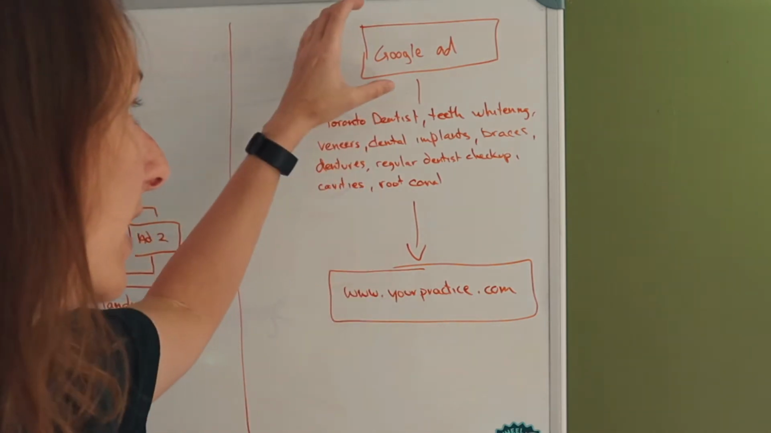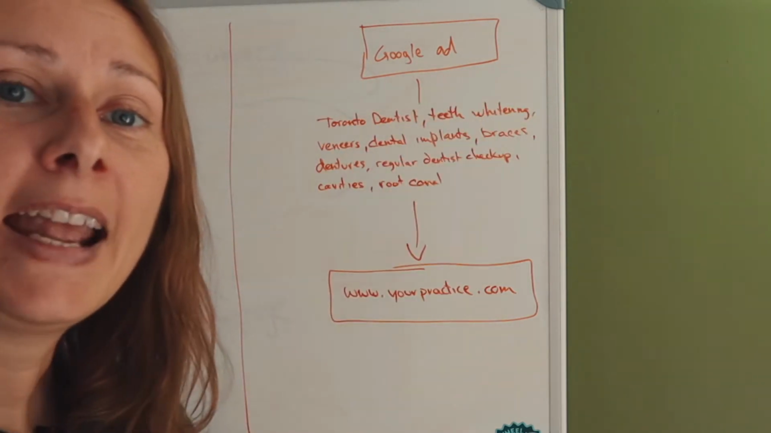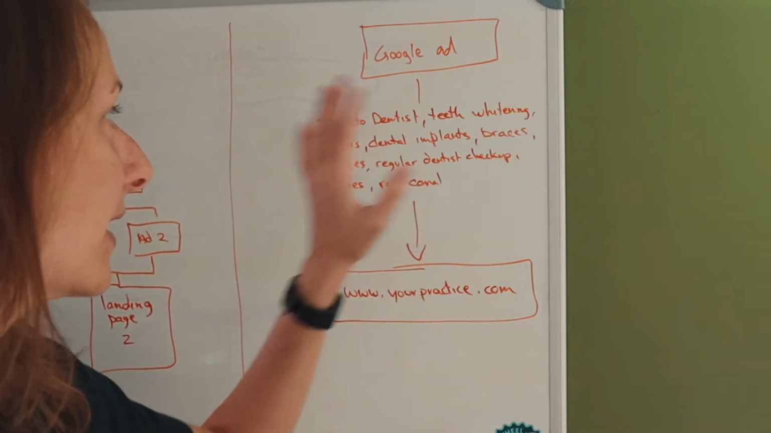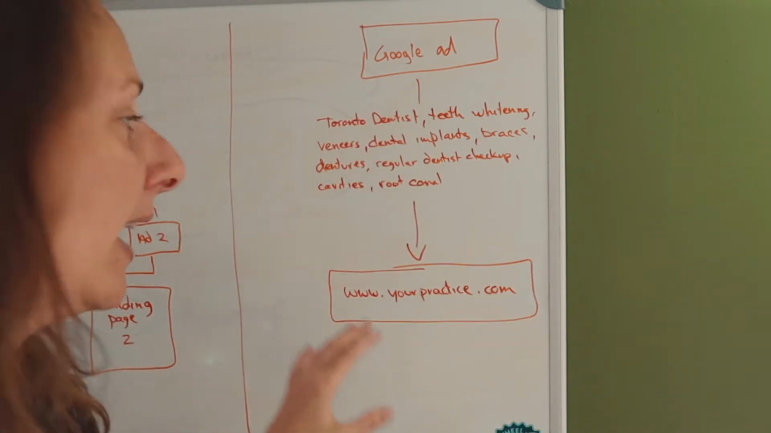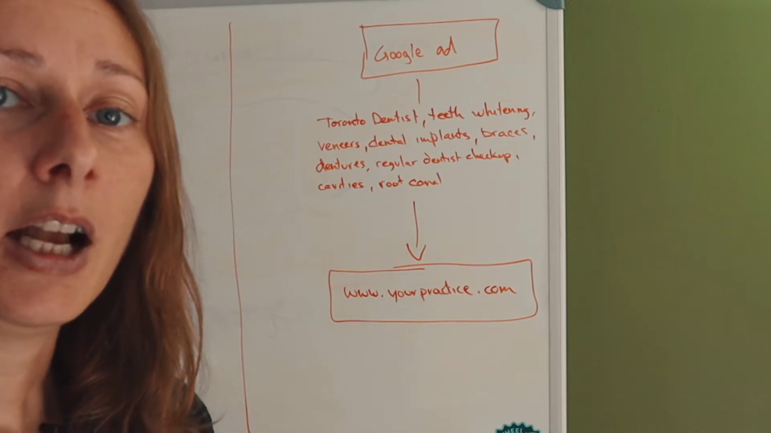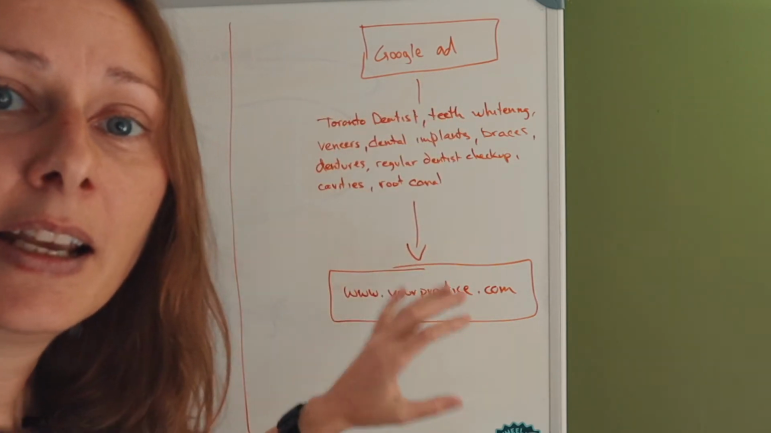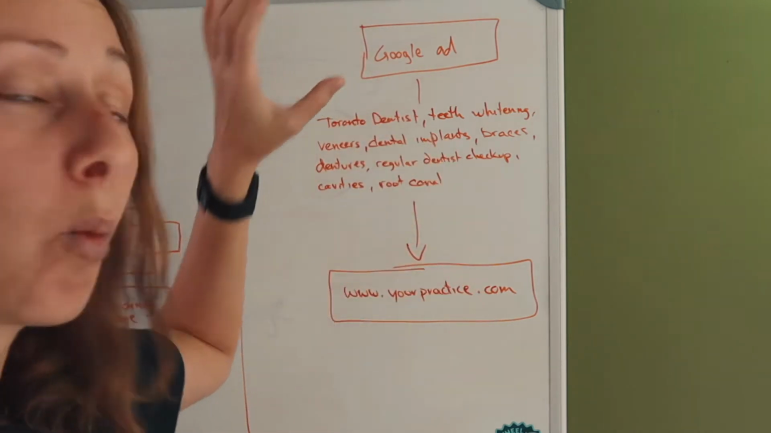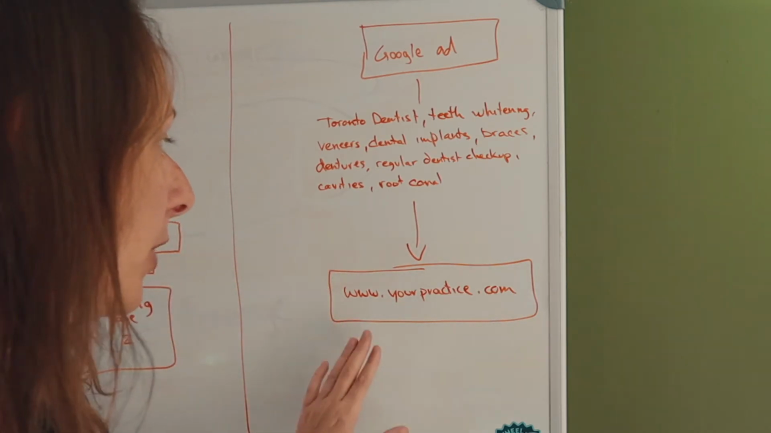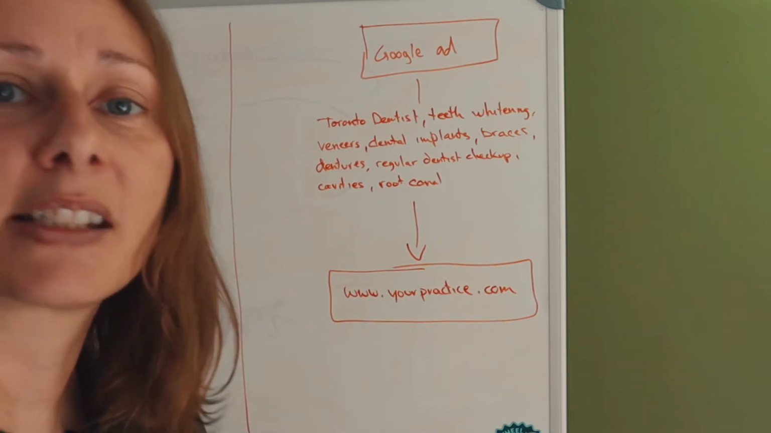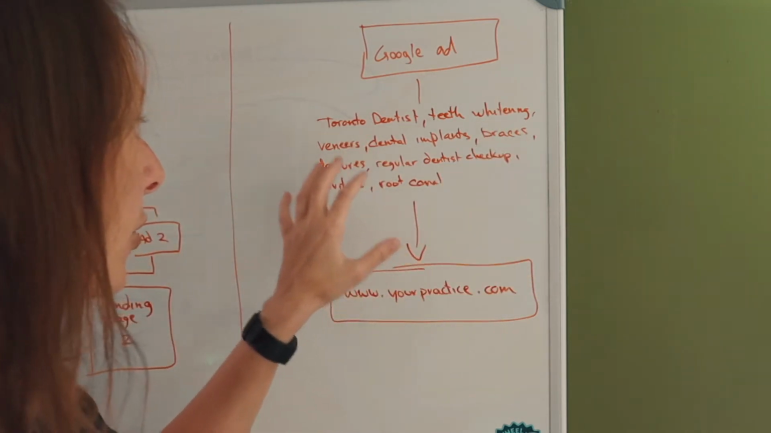So basically, most dental practices will create a Google ad and then they'll stuff it full of every keyword they can think of. Toronto dentist, teeth whitening, veneers, dental implants, braces, dentures, regular dentist checkup, cavities, root canal, everything they think a patient might be looking up that will help that patient find their practice, they will put into the keywords on one Google ad, and then they will point that Google ad to their homepage, www.yourpracticename.com.